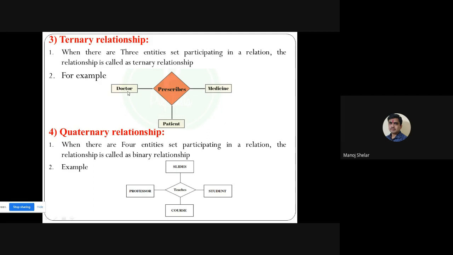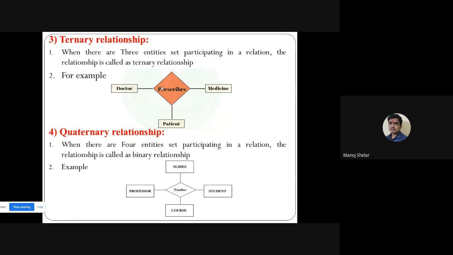So very simple, ternary relationship means three entities and one relationship. So here the doctor prescribes to patients, and the doctor prescribes medicines. This is a simple example of the ternary relationship. Three entities and one relationship.